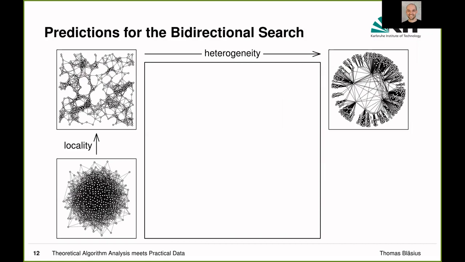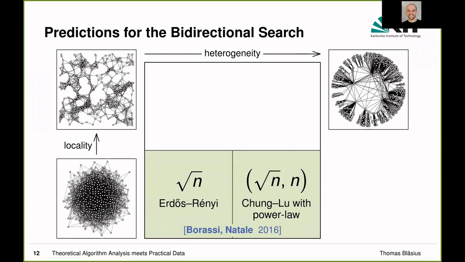Now, given these models, we can start analyzing algorithms on these models. So let's get back to the bidirectional search. For the bidirectional search, Borassi and Natale analyzed it on Erdős–Rényi random graphs and Chung-Lu random graphs with a power law degree distribution. So what this basically means is that they look at Chung-Lu graphs that are actually heterogeneous. And what they prove is that the running time is not linear, but much better, namely square root n for Erdős–Rényi random graphs and somewhere between square root n and linear for Chung-Lu graphs.